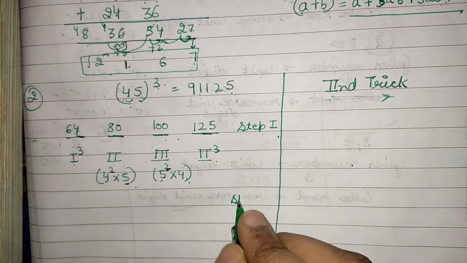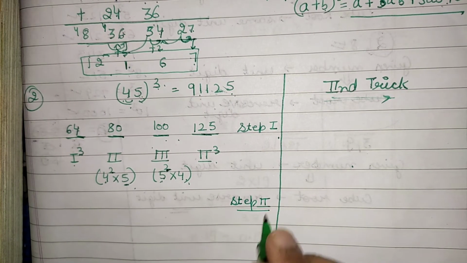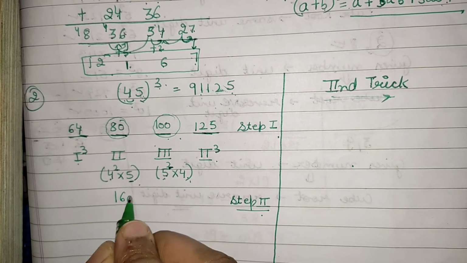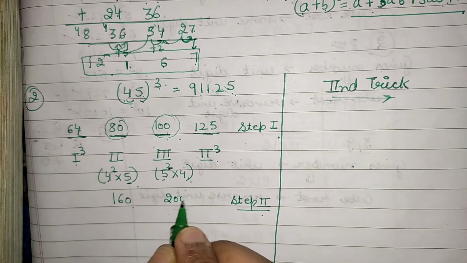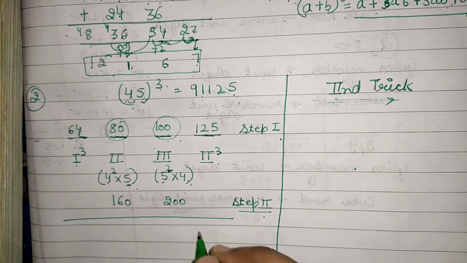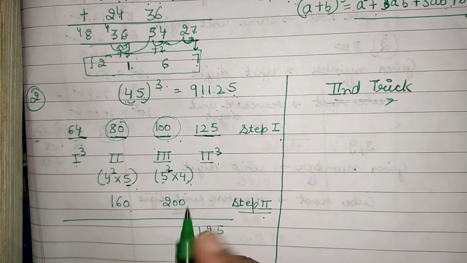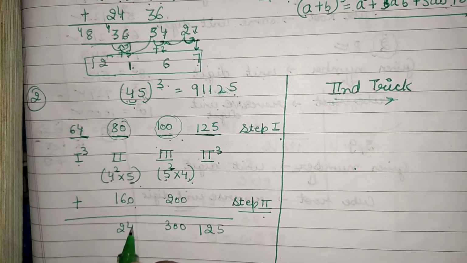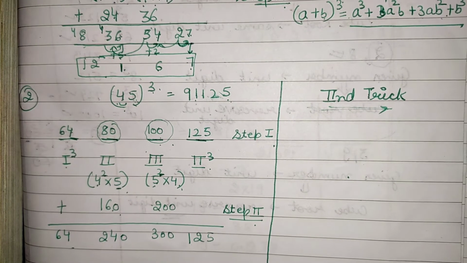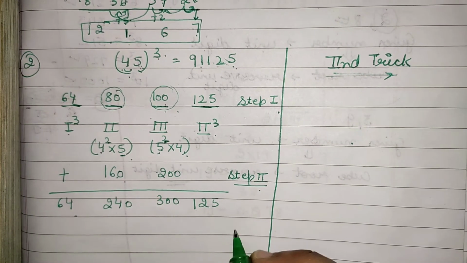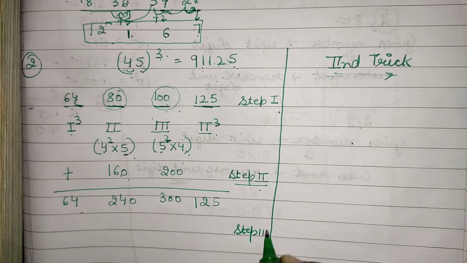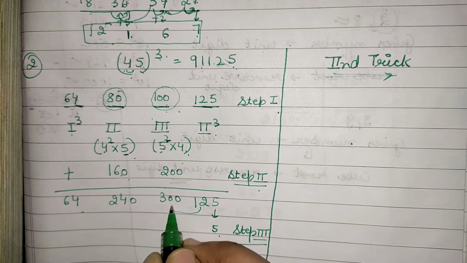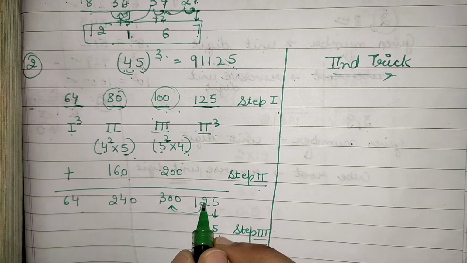Moving to step number 2. Step number 2 says simply double the two values. Double of 80 will be 160, and double of 100 will be 200. So I will be left with 125. 100 plus 200 will give me 300, and 80 plus 160 will give me 240, and this will be my 64. Now in the final step, step number 3, I have to take only the unit digit here, 5, and 300 plus 12 will become 312.